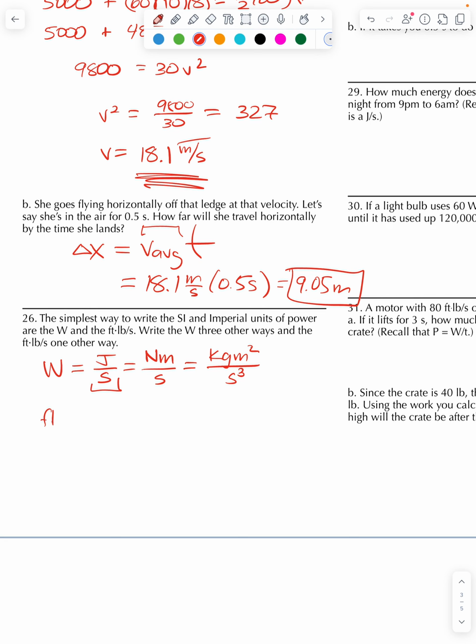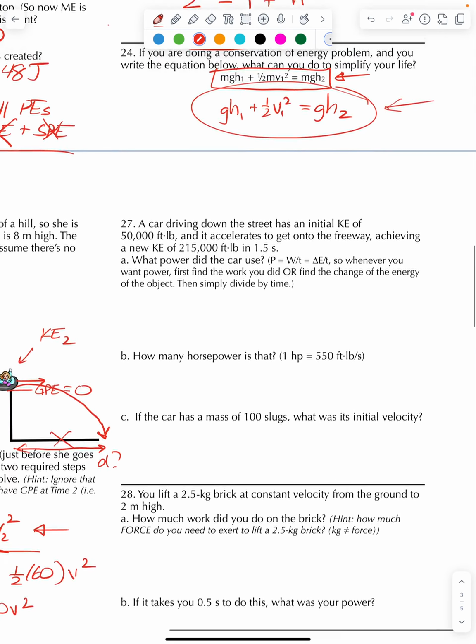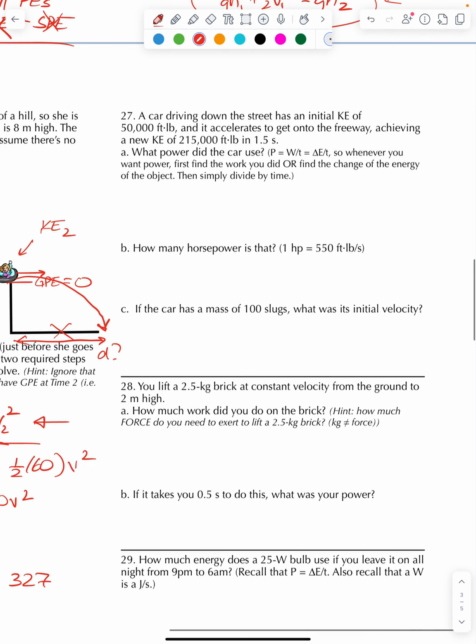Then the foot-pound per second is the units of power for the imperial units. And so writing it one other way, well, a foot-pound is a slug foot squared per second squared, and we're dividing by a second. So the one other way that we'd write this is a slug foot squared per second cubed. Okay, again, write those down on your review sheet, or cheat sheet, so that if I do ask a question like that, you are ready for it.